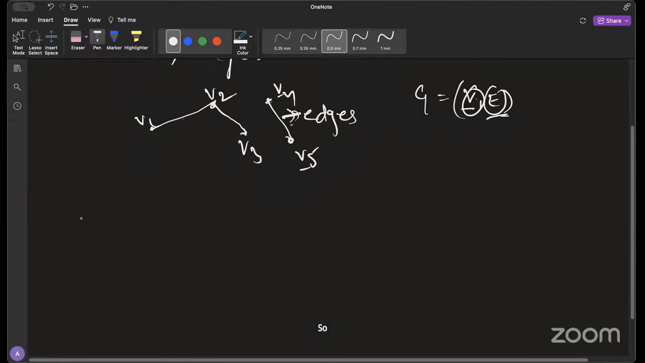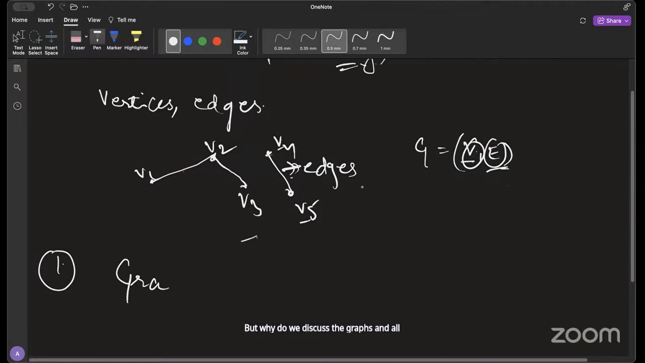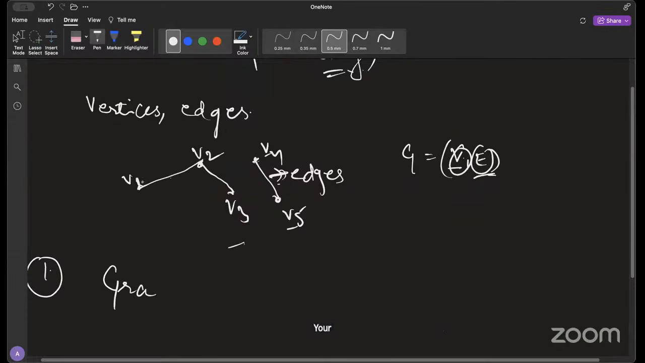So let's first discuss a problem. There are some specific sorts of problems in graph theory. The first one is the graph coloring problem. Why do we discuss graphs? It's to know that your vertices could be anything. Like we can have an example where your vertices could be classes, and let's say vertex 1 could be English class, vertex 2 could be maths class, and the third one could be science class.